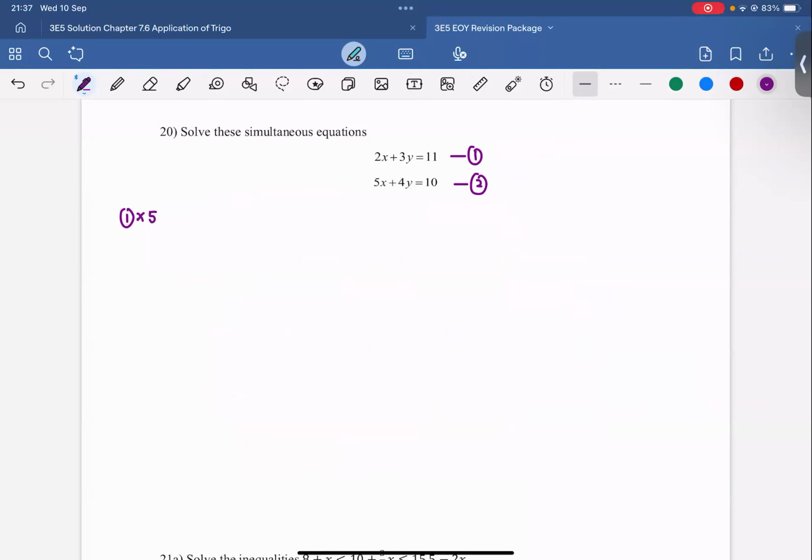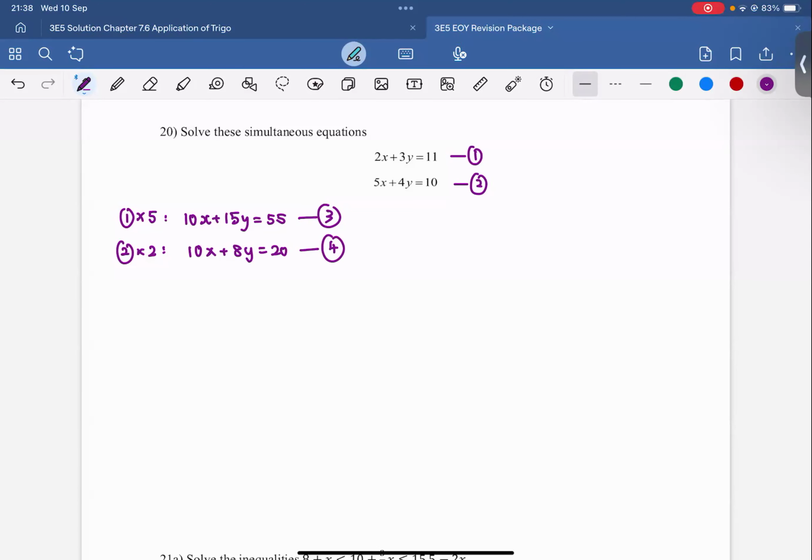Equation 1 times 5. Times 5, it becomes 10x plus 15y equal to 55. This is my new equation 3. Equation 2 will then have to multiply by 2: 10x plus 8y equals to 20. This is my equation 4.